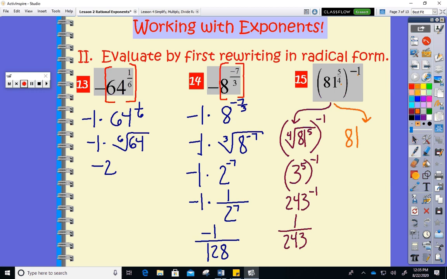So 5/4 times -1 is -5/4. Then you could have said that was the 4th root of 81 to the -5th. You still could have said, well, the 4th root of 81 is 3. So I've got 3 to the -5th. Well, that means 1 over 3 to the 5th. Oh, so that still means 1 over 243.